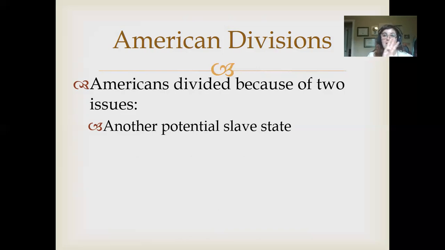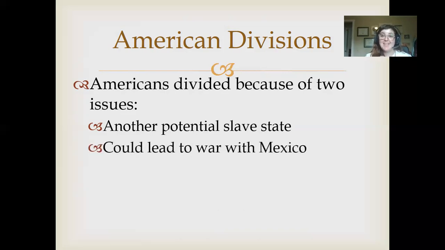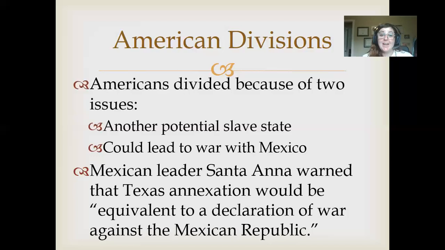One, they're worried that if Texas comes into the Union, into the United States, it's going to come in as a slave state, right? And they're also worried that this could lead to war with Mexico. If Mexico is not recognizing Texas's independence and Texas joins the United States, that would obviously lead to war. In fact, the Mexican leader, Santa Anna, warned that an annexation of Texas would be, quote, equivalent to a declaration of war against the Mexican Republic. So the Mexicans saw this absolutely as a provocation, right? So America was a little hesitant to have Texas join the Union as it was asking.